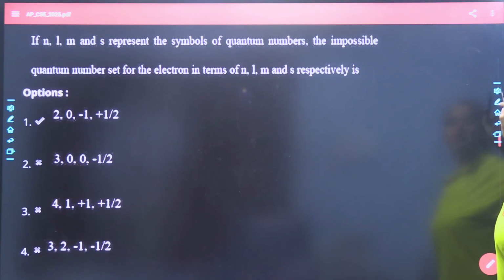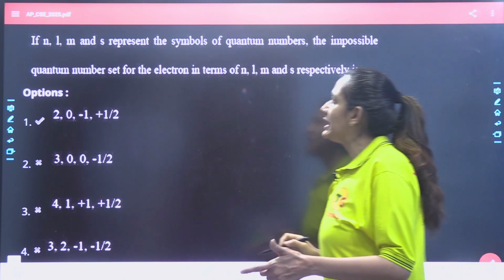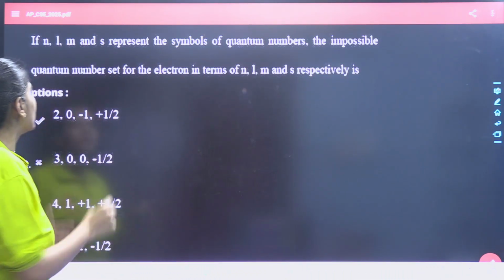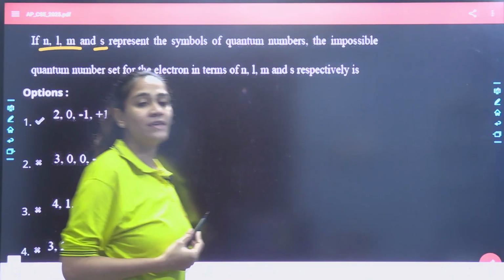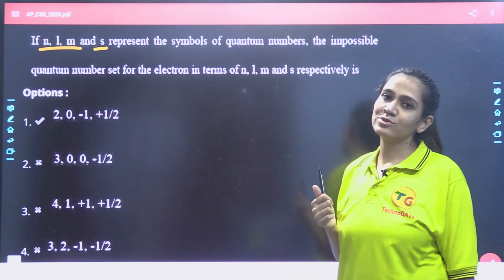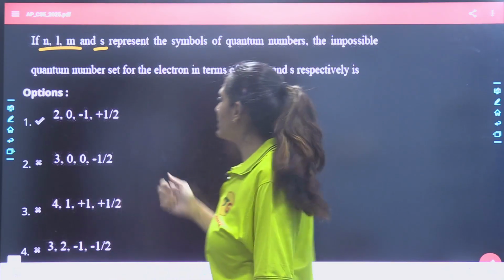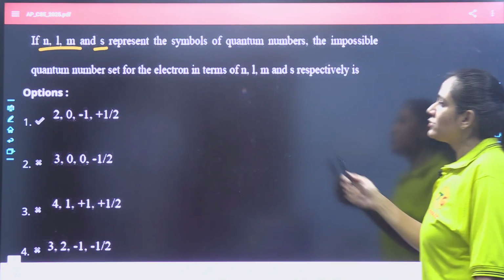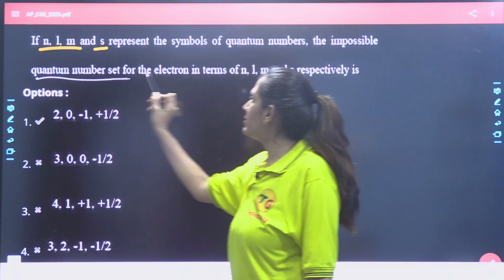Okay, what are we given? We are given four values, N, L, M and S, four quantum number values in this question. We know that these are quantum numbers: N, principal quantum number, L, azimuthal quantum number, M, magnetic quantum number and S, spin quantum number. Now we need to find out which of these has the impossible quantum number set.